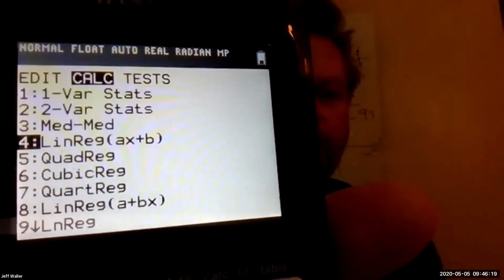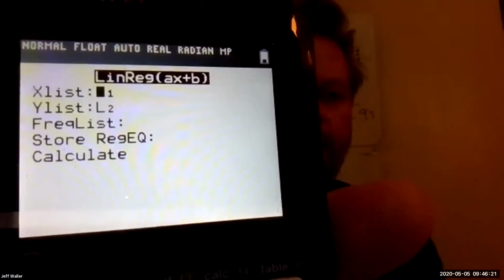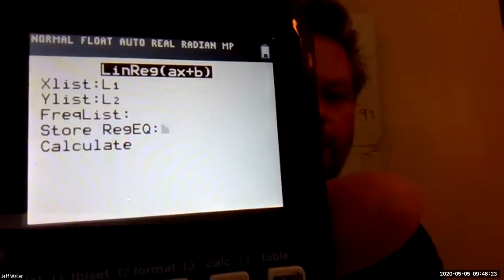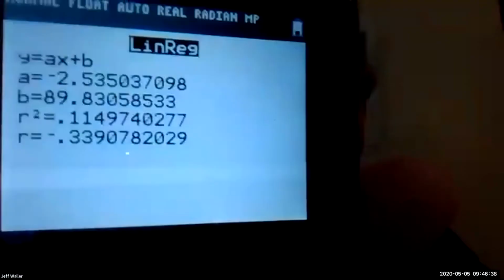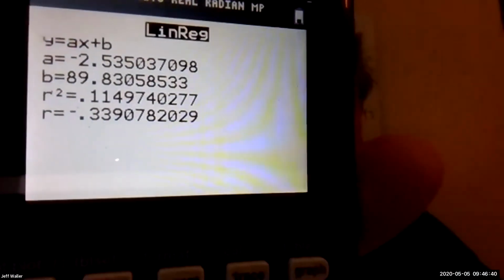Let's see what we get. If I hit enter, do you see how it's list 1, list 2, and then I go to calculate. If you have an older phone, it's just going to say LinReg, and you just hit enter because it defaults to list 1 and list 2. So you should end up getting something like this. Now watch. Did everybody get all that stuff?